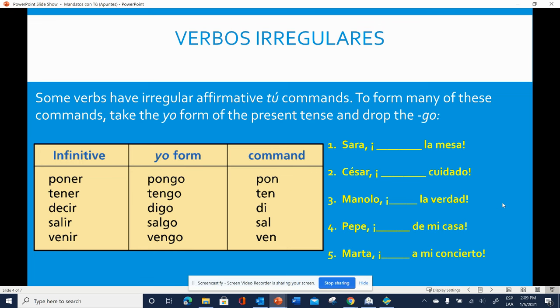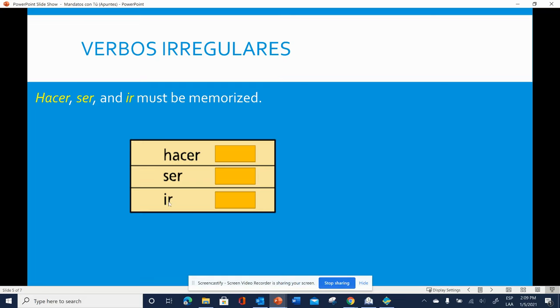And then you have 3 additional verbs that are going to be irregular: hacer, ser, and ir. So these just have to be memorized. So hacer is haz, ser is sé with an accent, and then ir is ve. So like haz la tarea, like do your homework, like be all you can be, like the army's motto, so it's like sé todo lo que puedes ser. I think that's what it says in Spanish. And then ir is ve. So those were the affirmative commands that are irregular.